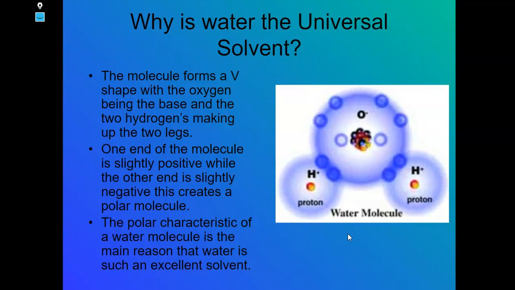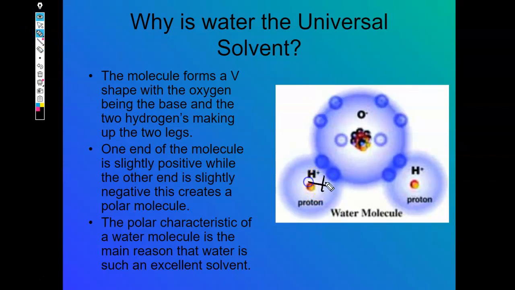So why is water so important? We call it the universal solvent because of how it behaves with other molecules. So water's molecule forms a V. It makes this shape with oxygen being at the base and two hydrogens making up the two legs there. Oxygen is the negative ion, the two hydrogens are positive ions. One end of the molecule therefore becomes slightly more positive than the other end.